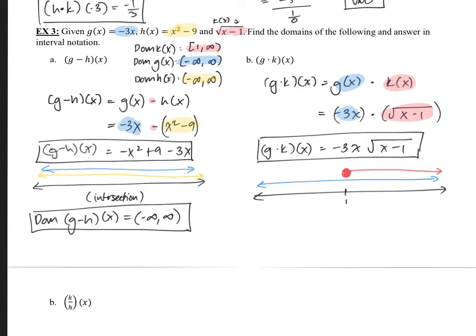Alright, and remember, we're talking about the intersection whenever we're looking at combining these together. So where do they intersect? They intersect along here, from 1, including 1, to infinity. So the domain of g times k of x, which was the intersection of the two domains, g and k, gives us 1 to infinity. And we box this answer as well.